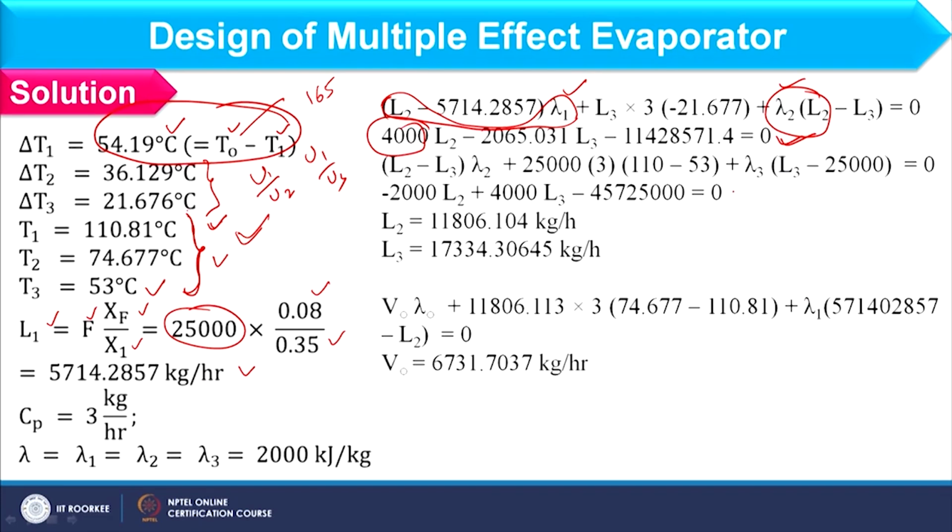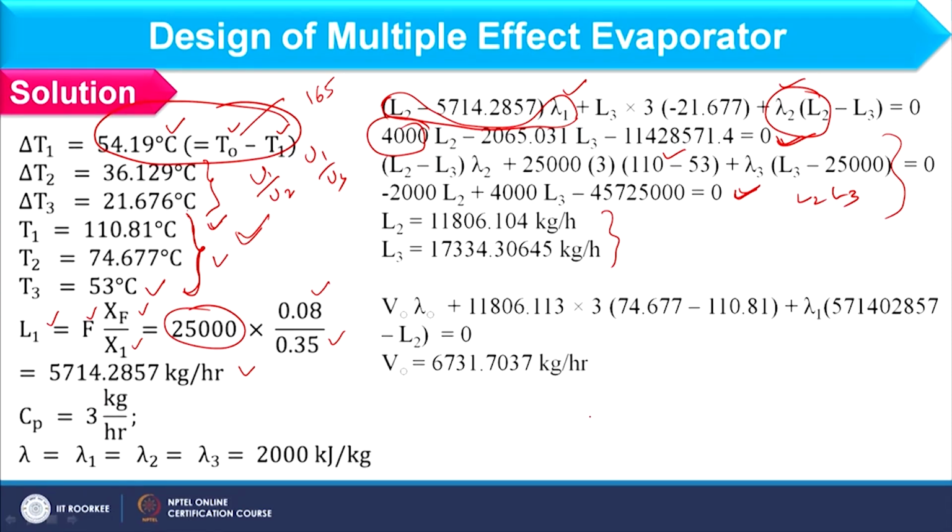In a similar line, you can find out the equation for the third effect, putting in all values, where the feed temperature is given as 110, right. So, in this way you have these two equations, and the unknowns are L2 as well as L3. You can solve these equations simultaneously and find the value of L2 as 11806.104 kg per hour and L3 as 17334.306 kg per hour.